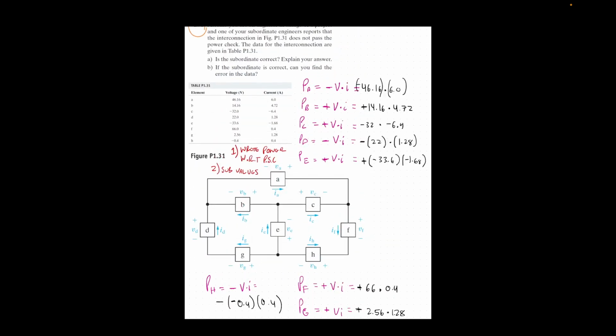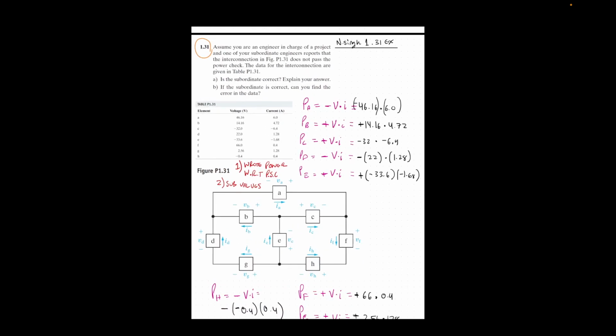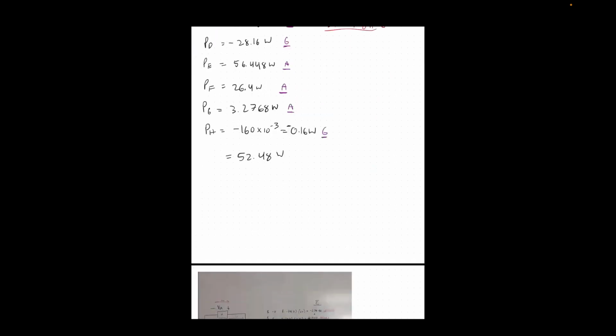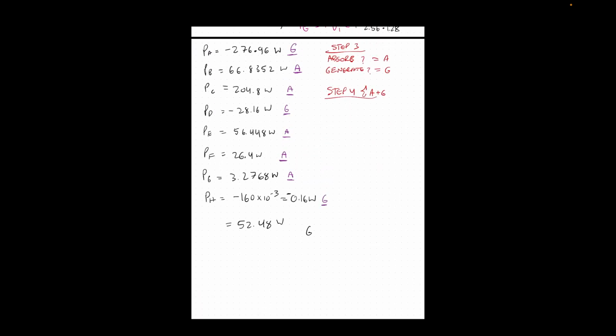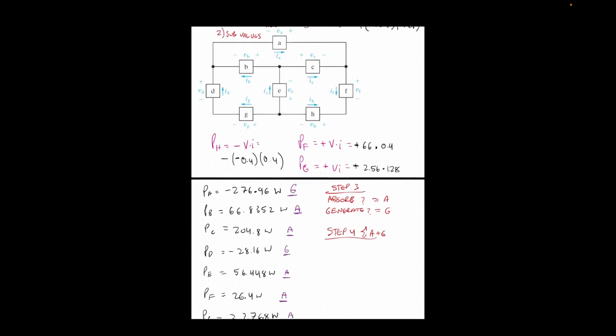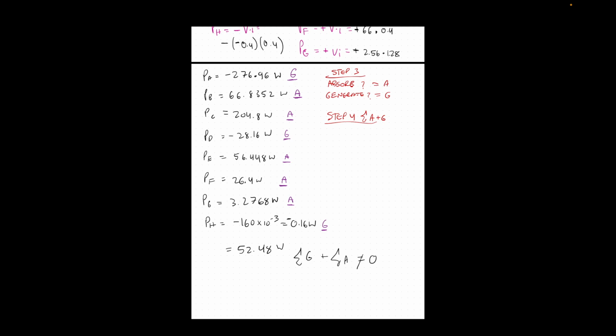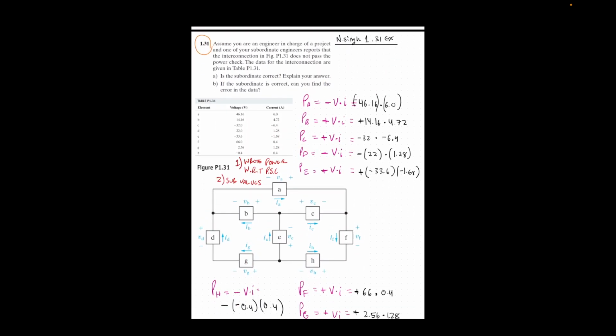Well, it looks like this subordinate engineer is correct. They are absolutely correct. There is the power that is generated and the power that is absorbed. So the power generated plus the power absorbed does not equal 0. This is why the subordinate engineer is correct. Now, how can we fix this? We need to have an equal amount of power being absorbed and an equal amount of power being generated. If this is not true, we will never conserve power. It'll never be 0. All right? So, this was example 1.31.